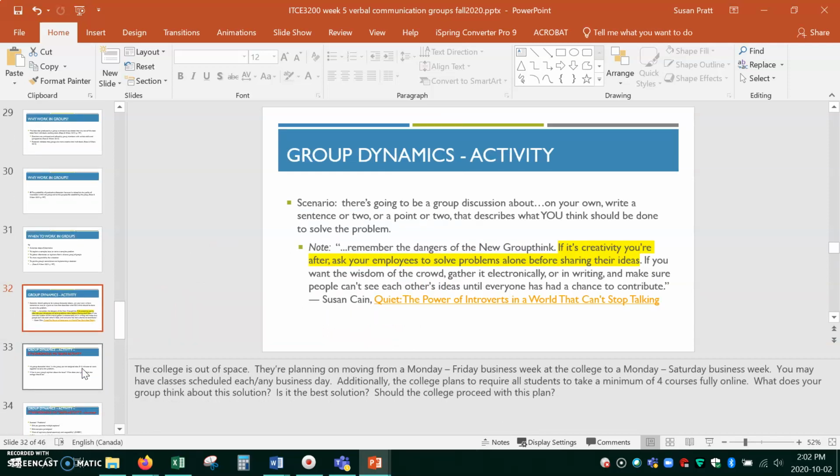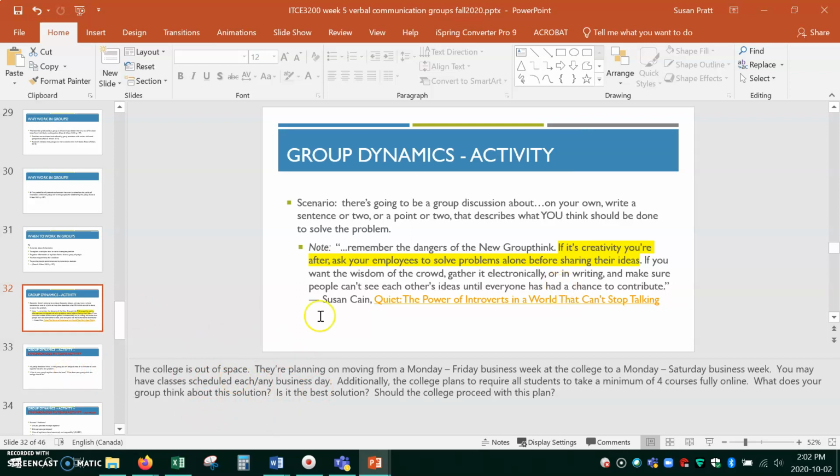So then what we're going to do is a class activity in our synchronous MS Teams. And I'm going to ask everyone to individually write a sentence or two or a point or two that describes what you think should be done about a problem. And this is going to be the problem down here.